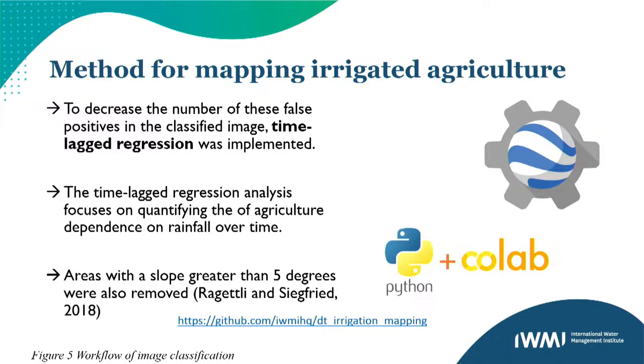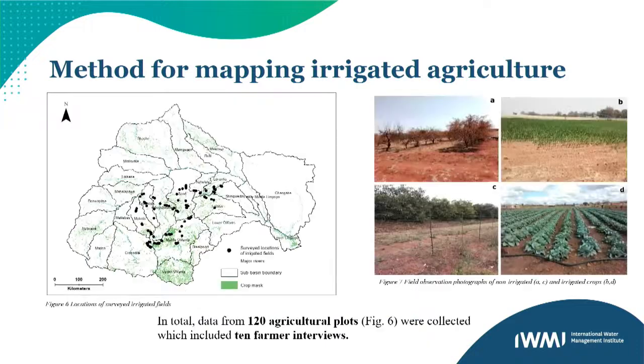And we discovered that using a machine learning approach alone was not sufficient. We had a lot of false positives, so we implemented other techniques, such as time lag regression and a threshold that we developed from slope data, in order to remove those false positives.